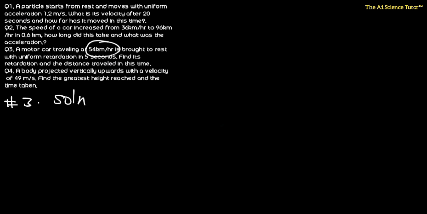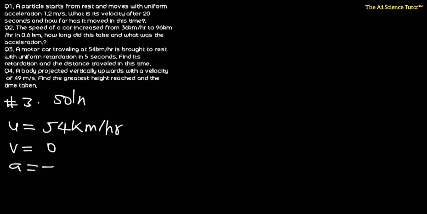Now this is the speed. So let us say that the initial speed u is 54 kilometers per hour. Now they said that the motor car came to rest, so that makes the final velocity 0. Now the retardation happened in 5 seconds. Now retardation is actually going to be a negative value, so let us say that is negative x. We don't know what that value is, but we're actually going to find it. So let us make it a negative x. Now whichever value we have for a, that is going to be the negative of that value. Then we have time, which is 5 seconds.